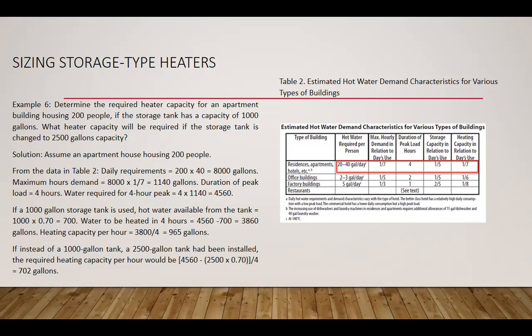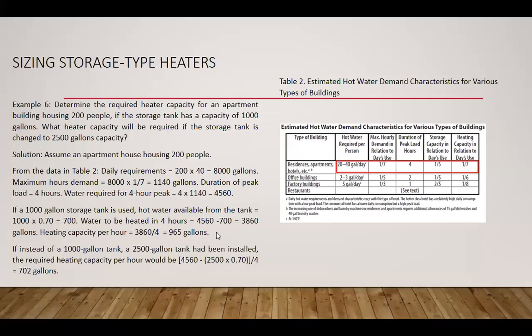So heating capacity per hour is 3,860 over 4. So ito yung heating capacity per hour. 3,860 over 4 is 965 gallons per hour. Yan. You divide sa ano siya, duration of peak load kasi itong given yung peak load.